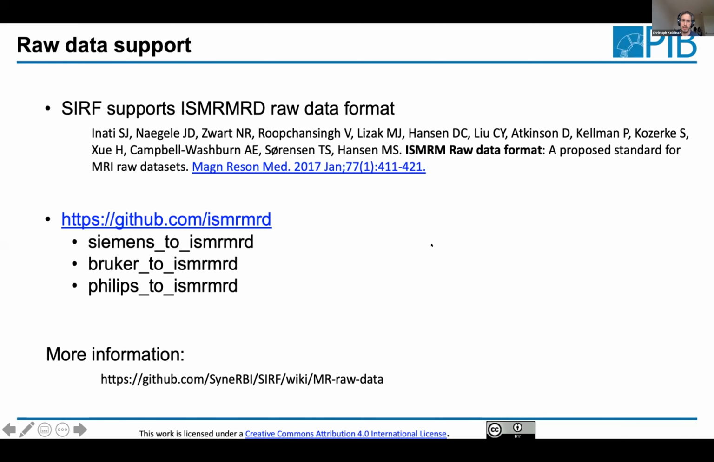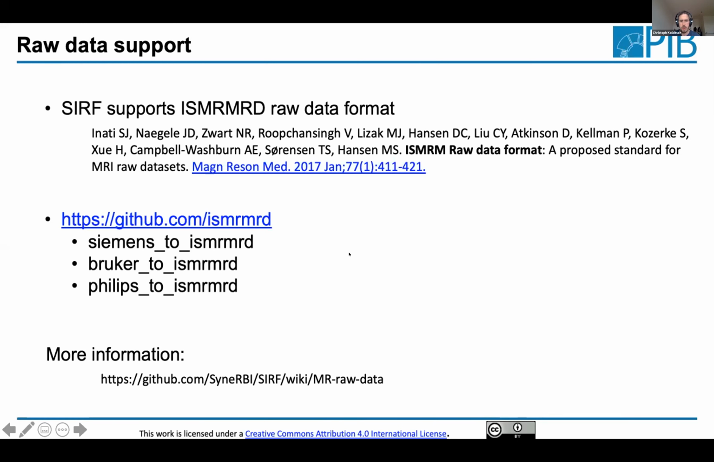Each vendor, of course, has their own data formats, and luckily enough, there are some tools which allow you to transform from one data format to the other. You find that here under github.com and ISMRMRD, and here you have these different tools. So there's Siemens to ISMRMRD, there's Bruker to ISMRMRD, and Philips to ISMRMRD. Basically you can give it a raw data file and sometimes some other information, and then it translates it into this ISMRMRD format. And this you can then put basically into our SIRF reconstruction and reconstruct it.